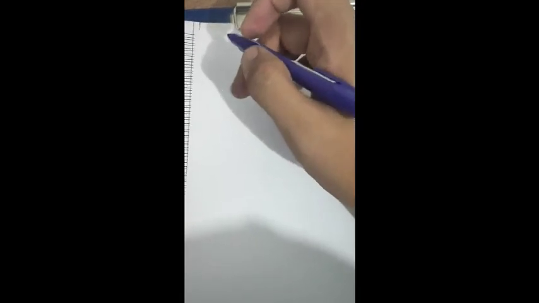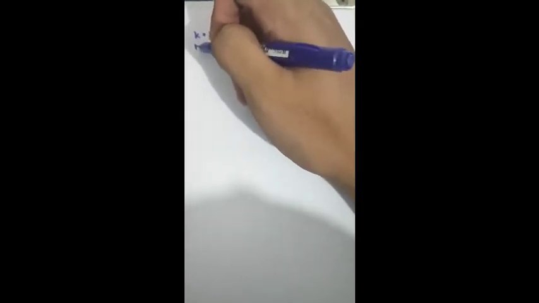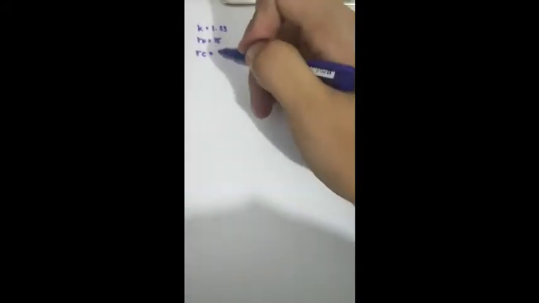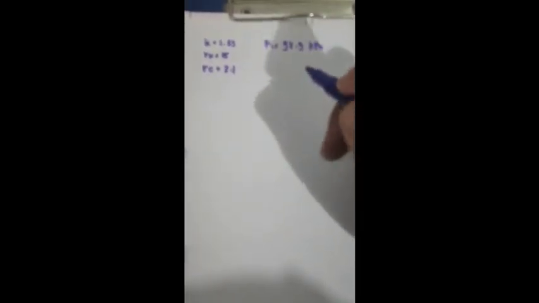So this is my answer for number 2. We have a given which is K is equal to 1.33, RK is equal to 15, RC is equal to 2.1, and pressure 1 is equal to 97.9 kilopascal. So using this data, you can solve for P2 and mean pressure.